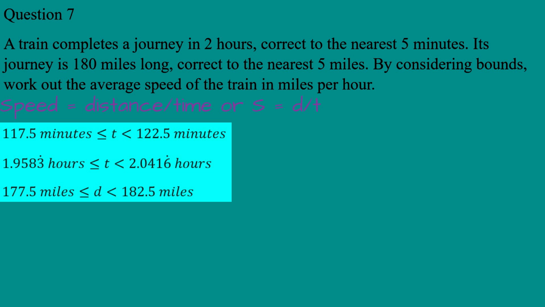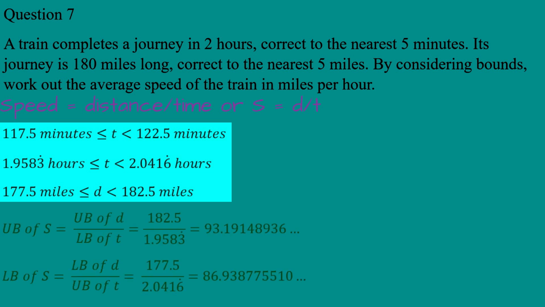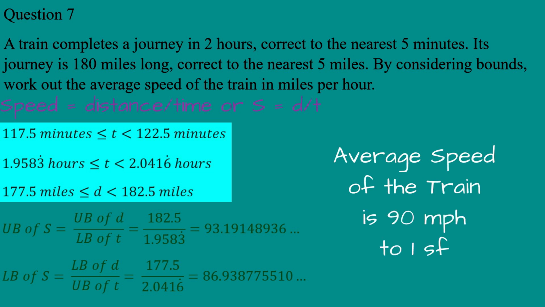Note that as the degree of accuracy for the time has been given in minutes, we need to convert the time to minutes initially, and then divide by 60 to convert back into hours as we need the speed in miles per hour. We can use the error intervals for the distance and the time to calculate an upper and lower bound for the speed of the train. Can you see that both the upper and lower bound round to 90 miles per hour to 1 significant figure? Hence, the average speed of the train is 90 miles per hour to one significant figure.